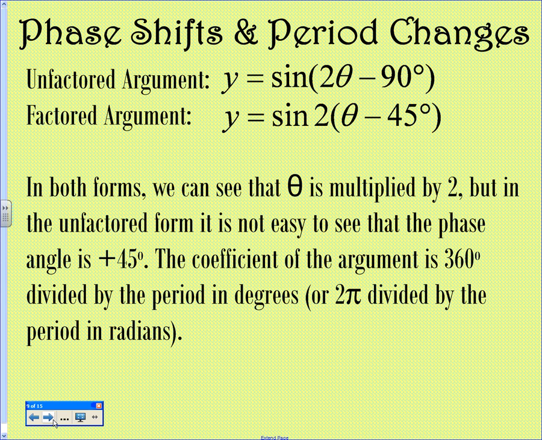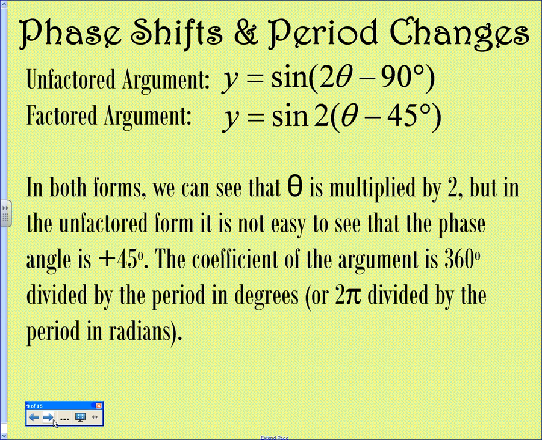So if our coefficient is a 2, that means that 360 had to get divided by what? The coefficient is 360 divided by the period. So what did our period have to be? 360 divided by what would give me a coefficient of a 2? 180. So that means our period was 180 degrees.